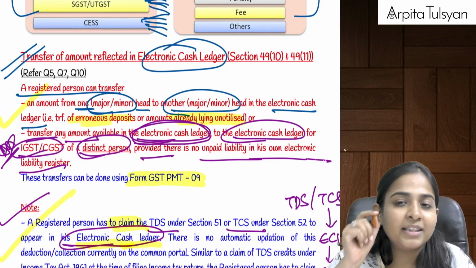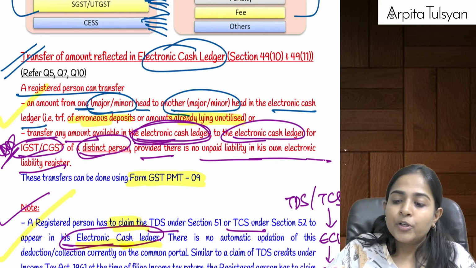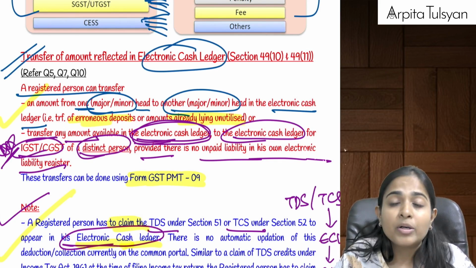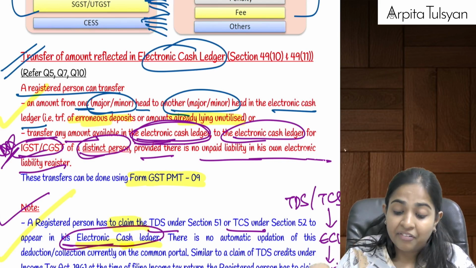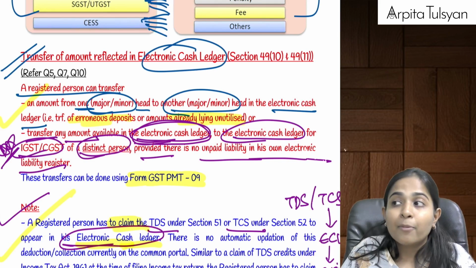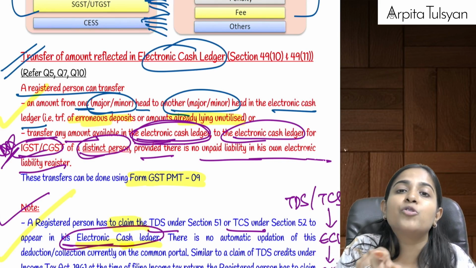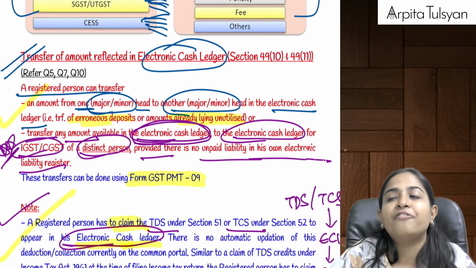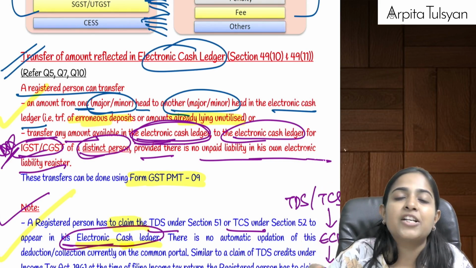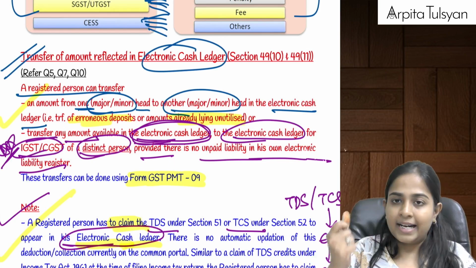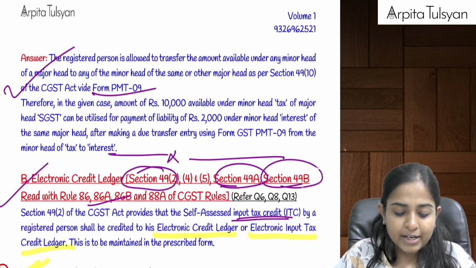Plus, one more thing that they have told you is, now you can even transfer the amount kept in your electronic cash ledger to your distinct person, but provided you should not have any outstanding liability pending. First finish your liability, and after that, if you have anything kept in your electronic cash ledger, then you may transfer it to the distinct persons. That is permitted. Are you clear with this?